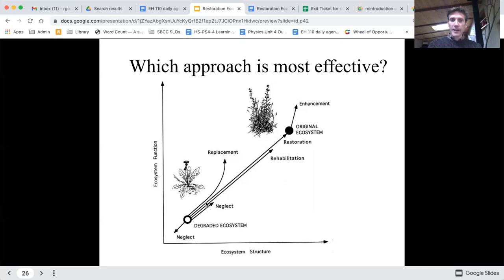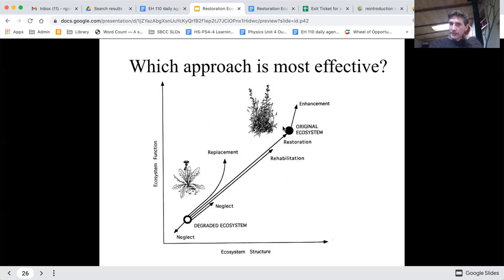We might decide that it's just not going to be possible to rehabilitate. We should just replace this ecosystem with some different types of plants, not try to restore what was there before. That would be replacement. And once we get to a point of restoration, we can try to make it even better by enhancement, doing little things that might allow even more diversity to exist there.